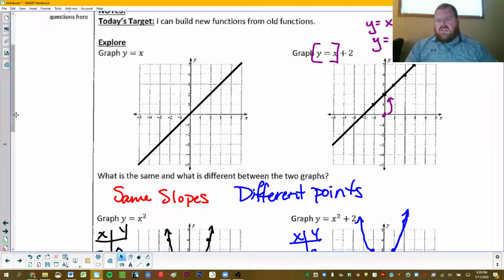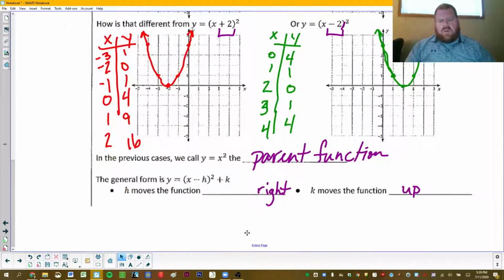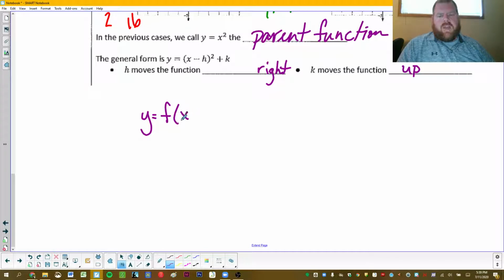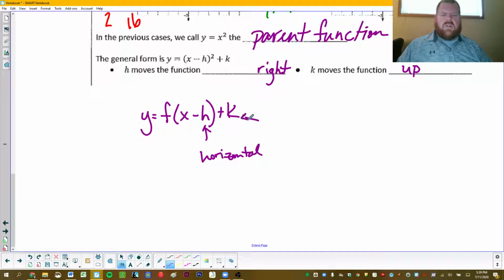So all that to say that it doesn't matter what function you're working with. This is a general form of a very specific case of the function being x squared. But in general, if I say that y equals f of x minus h plus k, h controls the horizontal, and k controls the vertical change.